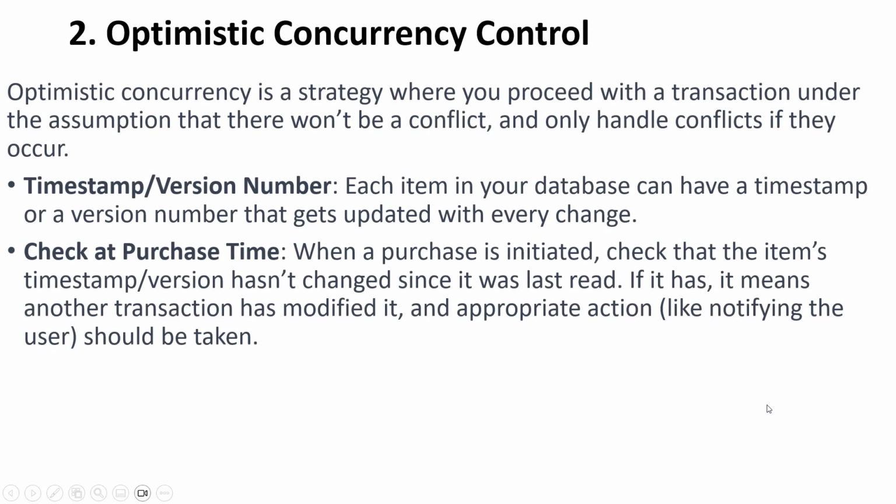The next step is optimistic concurrency control. Optimistic concurrency is a strategy where you proceed with a transaction under the assumption that there won't be conflict, and only handle conflicts if they occur. By using a timestamp or version number, each item in your database can have a timestamp or a version number that gets updated with every change. Check at purchase time: when a purchase is initiated, check that the item's timestamp or version has not changed since it was last read. If it has, it means another transaction has modified it, and appropriate action like notifying the user should be taken.